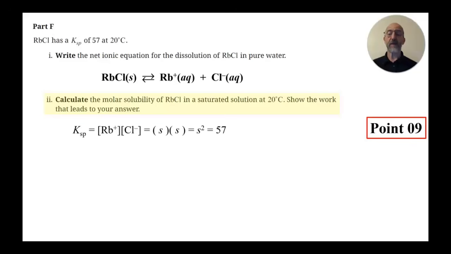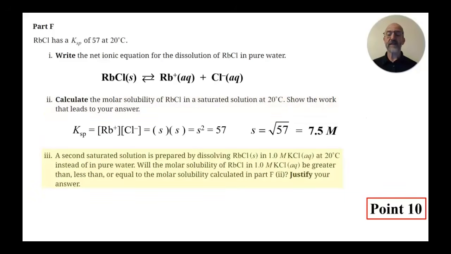And that means that the molar solubility of rubidium chloride would equal the square root of 57, which is 7.5 molar. Now, the final point in this question, it says a second saturated solution is prepared by dissolving rubidium chloride in 1 molar potassium chloride at 20 degrees Celsius instead of pure water. This is the common ion effect.